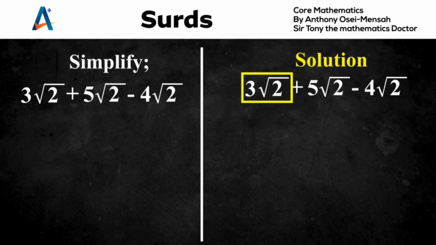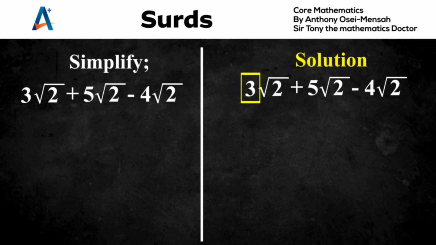We have 3 square root of 2. So 3 root 2. There are 3 of the square root of 2. And here we have 5 square root of 2. So 5 of them. And we have 4 square root of 2, but with a minus. So we go ahead and deal with the coefficient excluding the surd. So just leave the surd out for now.